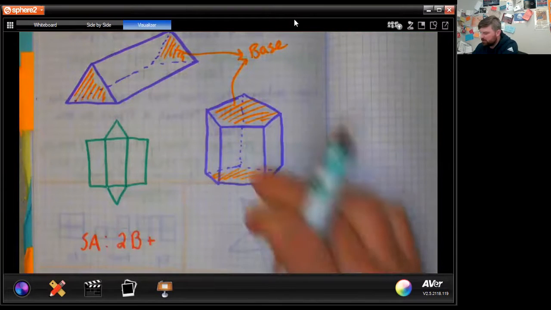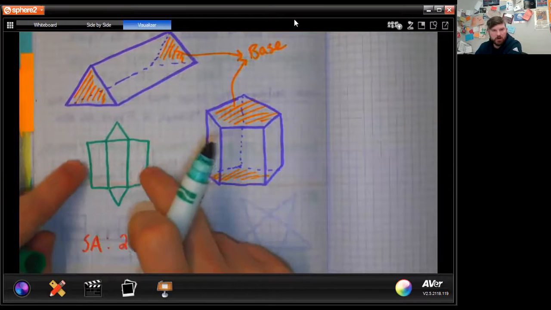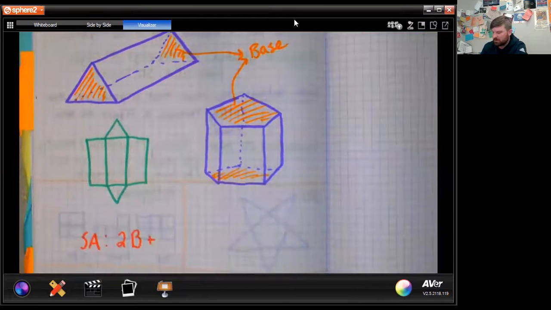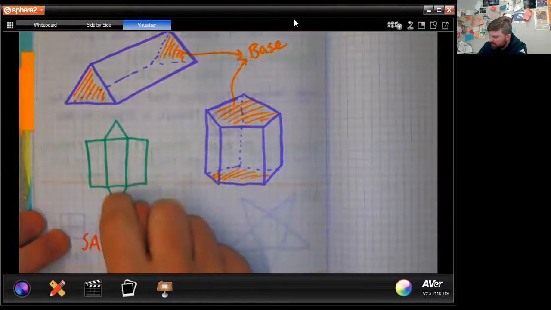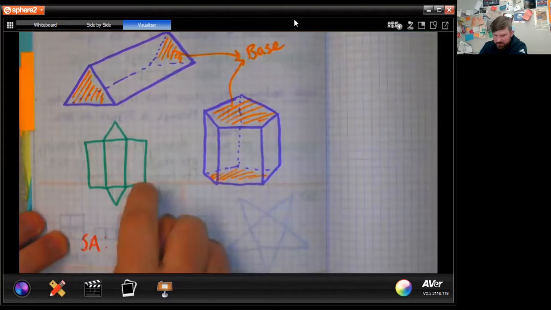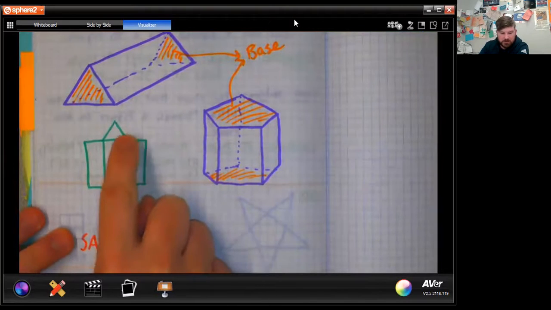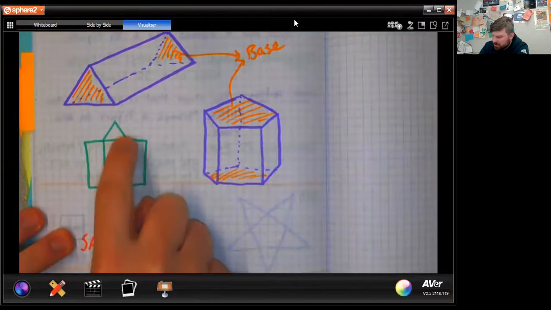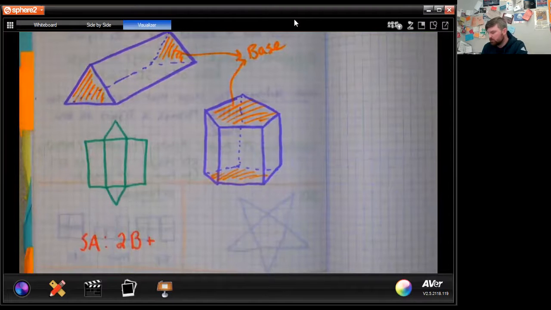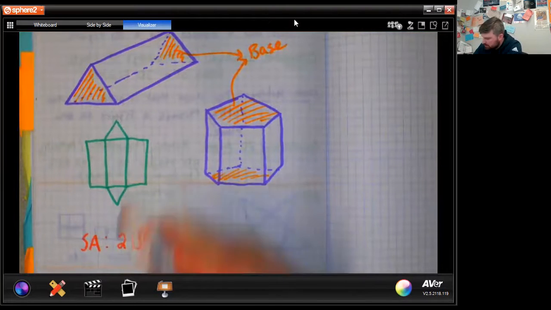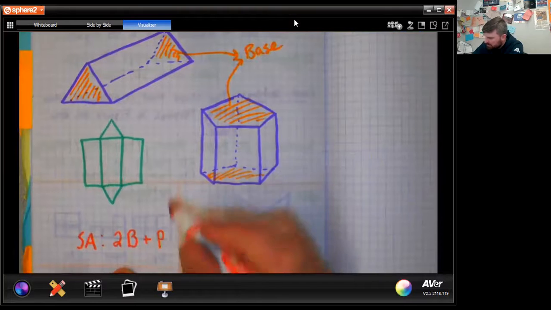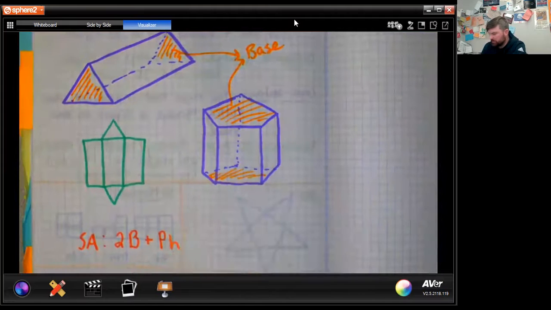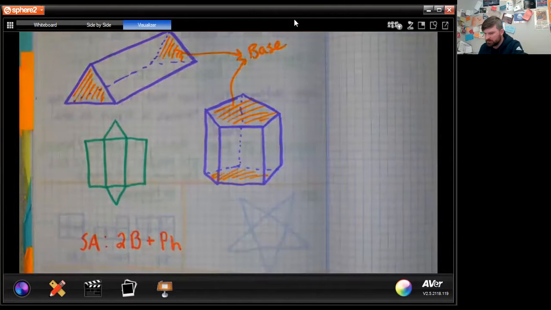And if we drew the net of this one, it would have more rectangles here, and then this would be a pentagon on each side. So we've got the area of our bases. Now we need to find the area of this part, which this distance here represents the perimeter of the base, so P, and then this would be the height or the length. We're going to label it H. And we'll label all of these.